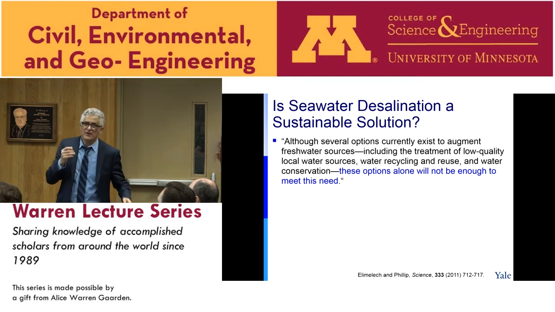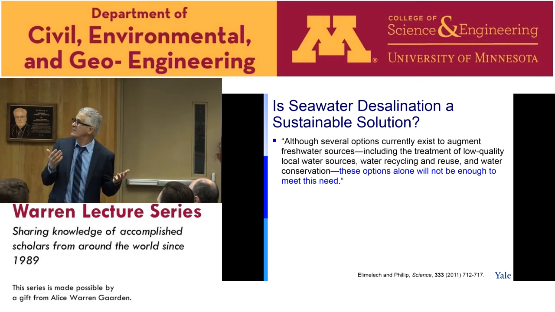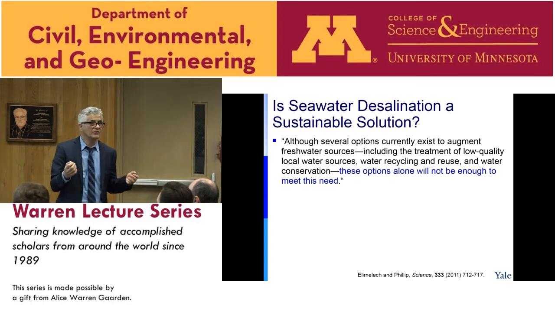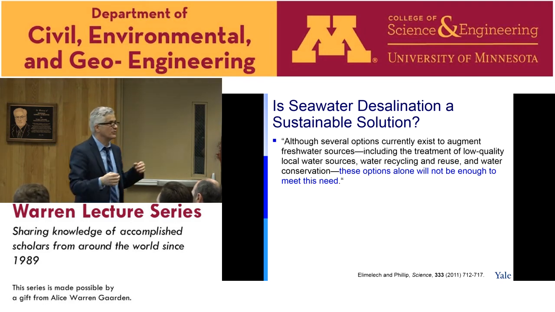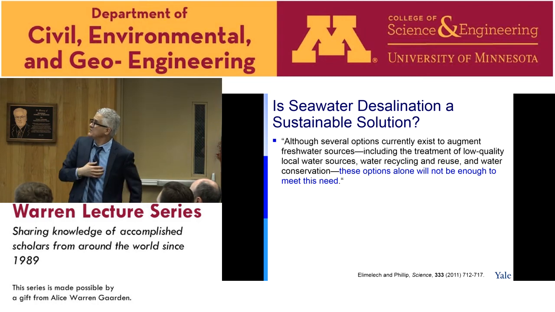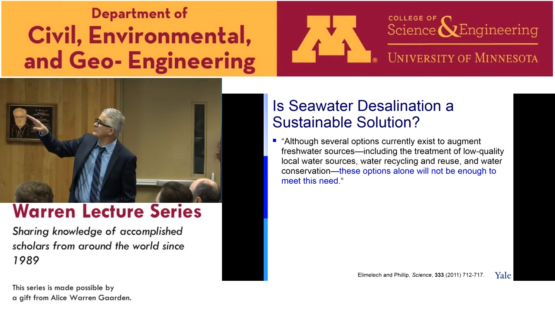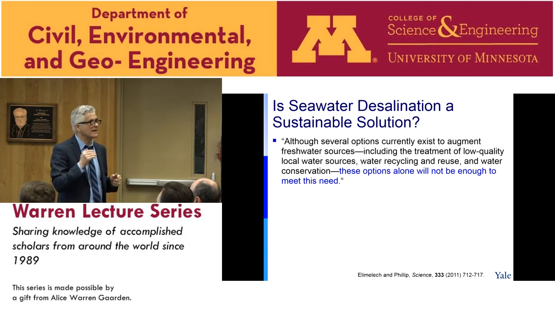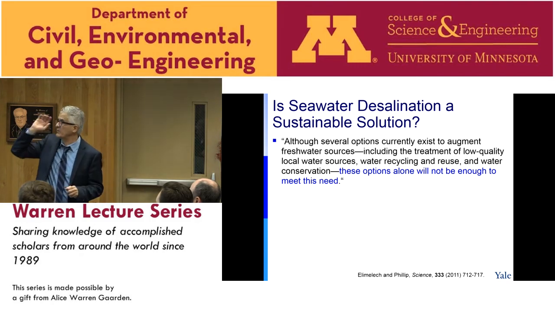So we know that there are many other options to get water. For example, you can reuse wastewater. You have conservation and so on. So this is what I mentioned here. Although several options currently exist to augment freshwater supply, including treatment of low-quality water, water recycling and reuse, these options alone will not be enough to meet the current need. Even if you reuse the wastewater, it's not enough. So this is statement number one.